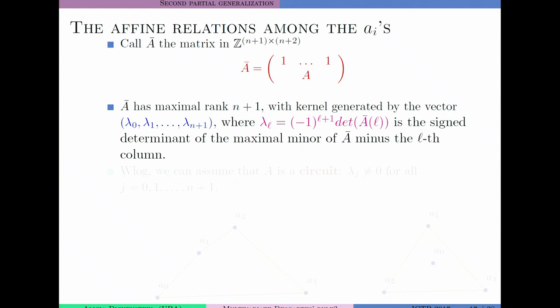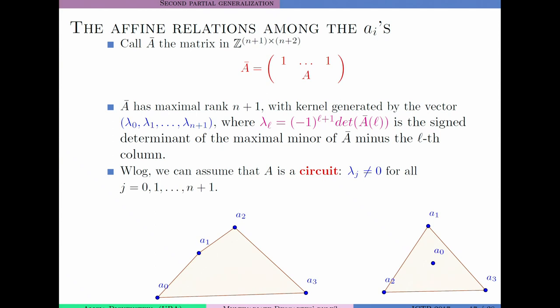So what this says is that this matrix has a kernel of dimension 1, and the generator of the kernel is the vector obtained, up to sign, from the determinants: you skip the first column, then the second, etc., and you compute all the minors. Okay? This is a generator of the kernel.